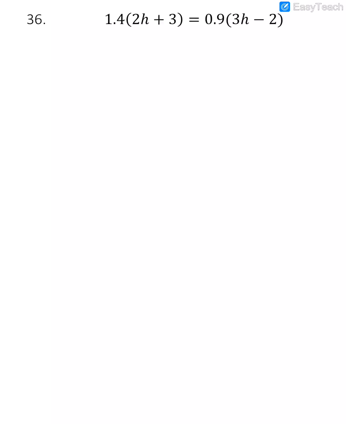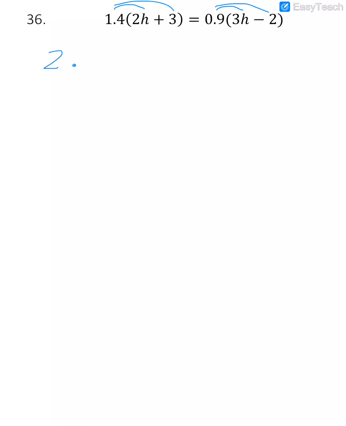Alright, so 36, probably the toughest question we'll try today. It has some brackets, has some decimals, a couple different ways we can solve it, so let's just work through it slowly together. First thing, because there's brackets on both sides, I think it's easier again if we just distribute right off the bat. So I'll multiply this into here, and then on the right side we'll multiply 0.9 into both those terms in the brackets.